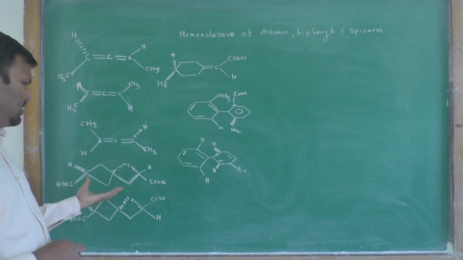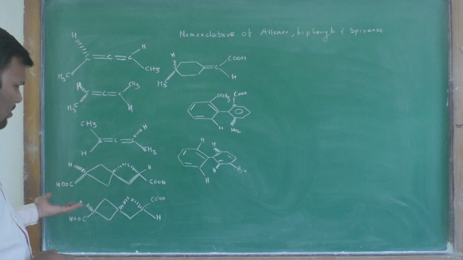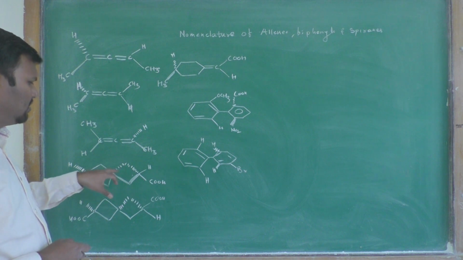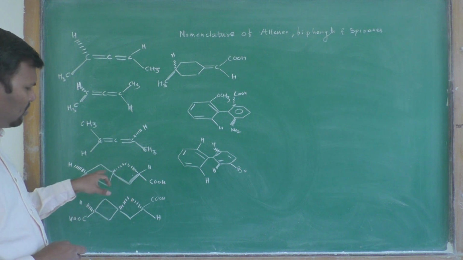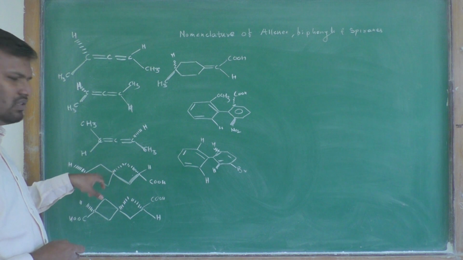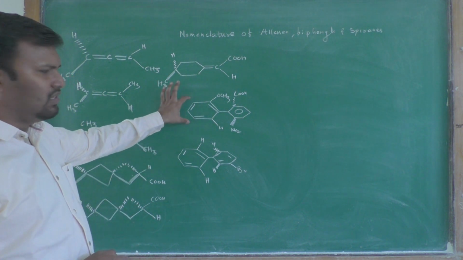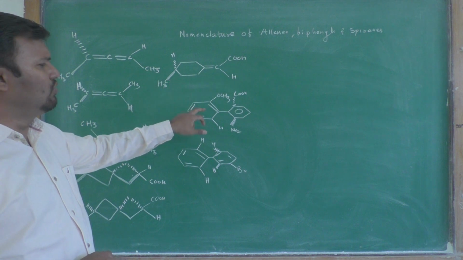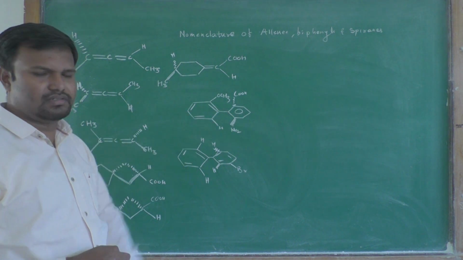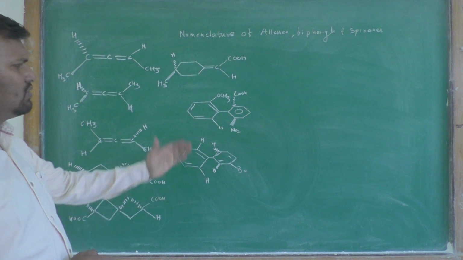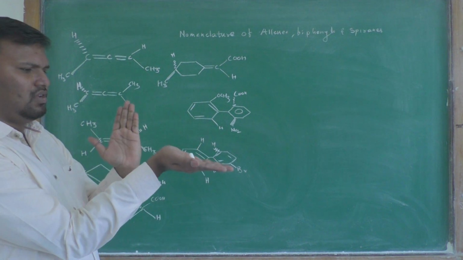Then the spiranes. In spiranes, two rings are fused and no double bond is found. And the last one is biphenyls. Two phenyl rings are fused. One is the vertical one and the other is the horizontal one.